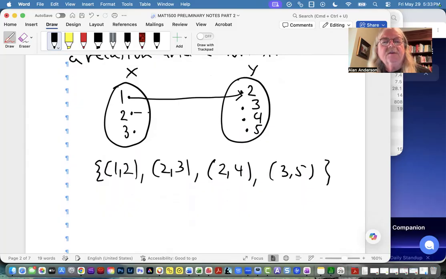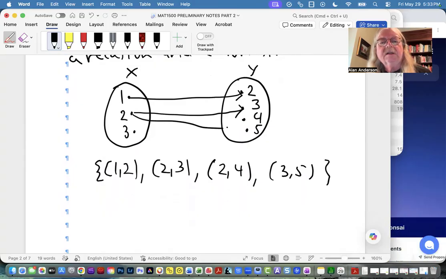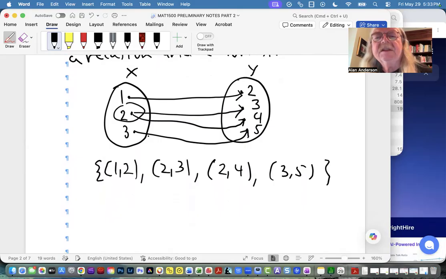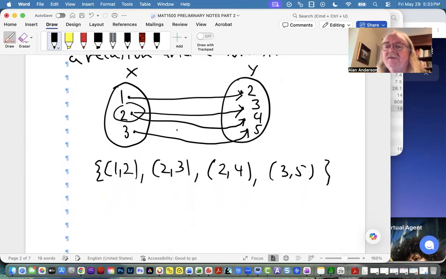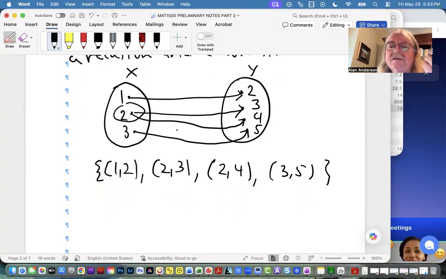This x is associated with 3. But here it is, it's also associated with 4. And then 3 is associated with 5. And so here is the holdup. This is what means that it's not a function, because x equals 2 is associated with both 3 and 4, and therefore it is not a function.